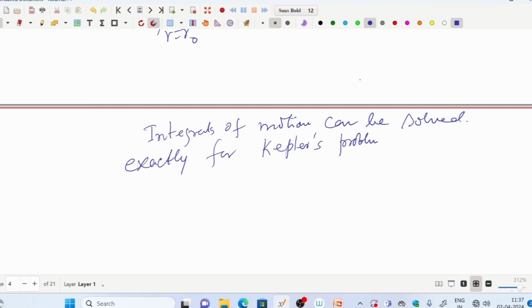Okay. Here I just want to mention that this Kepler's problem can also be solved from the orbit equation, d squared u by d theta squared, you remember, equal to minus u minus mu by m square u square times f of 1 over u.